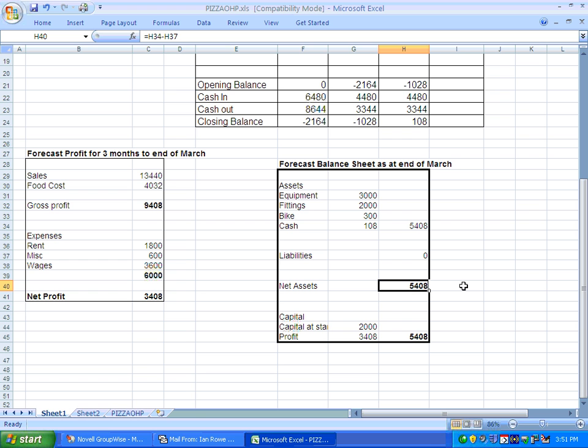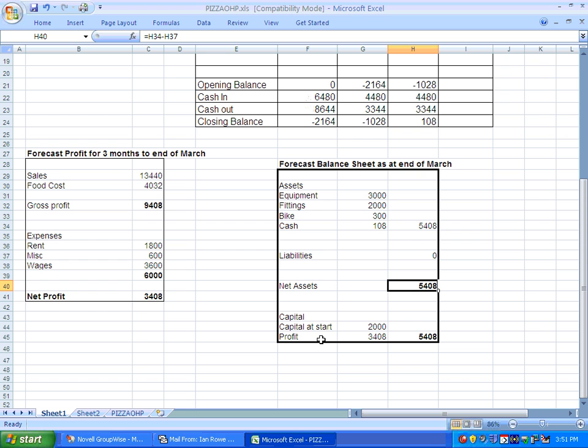That shows what we've got minus what we owe. That's our net assets. And then the other side of the balance sheet is the capital that we put in. Just to remind you, the capital is what the owner has put into the business. It's a sort of liability because the business owes that to the owner, and the capital really shows the value of the business, or the balance sheet value of the business.